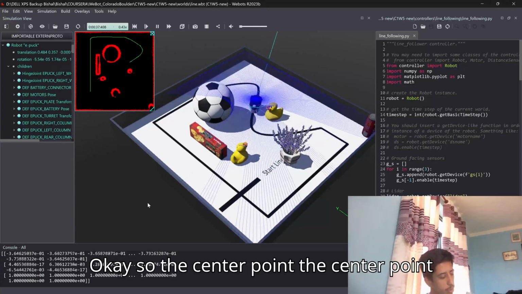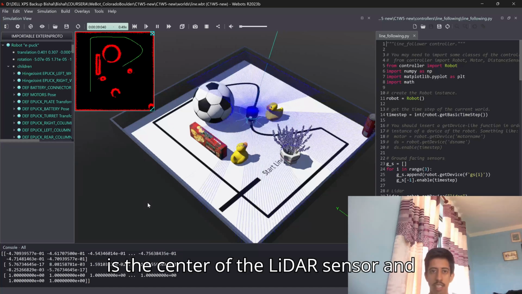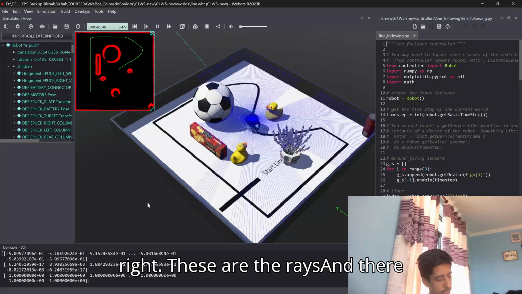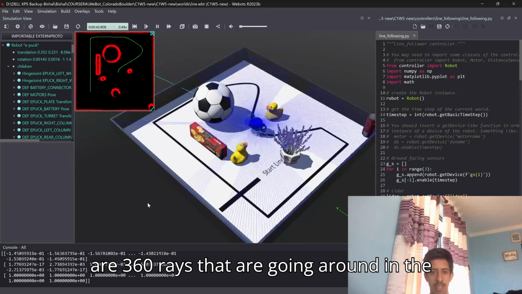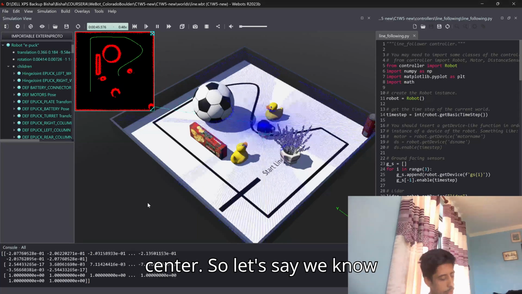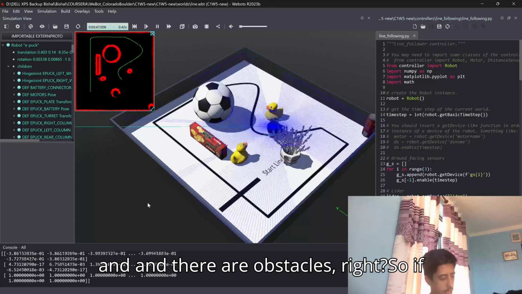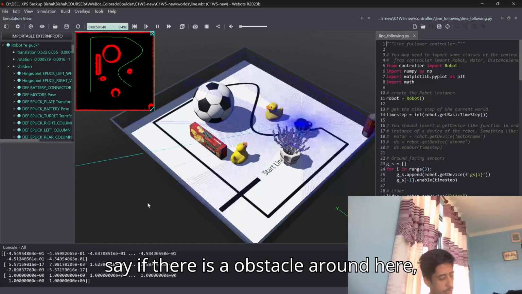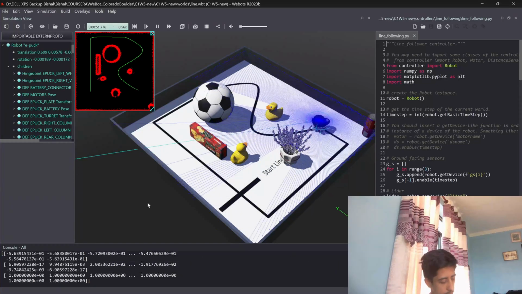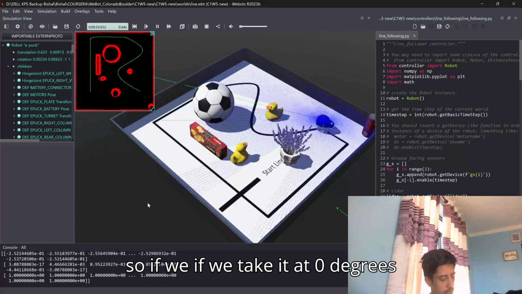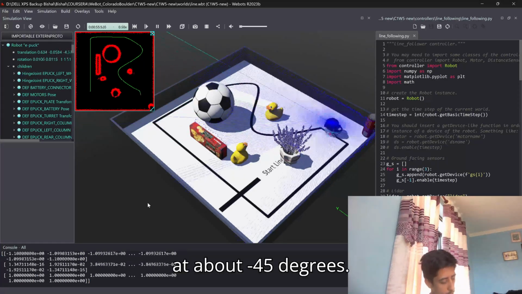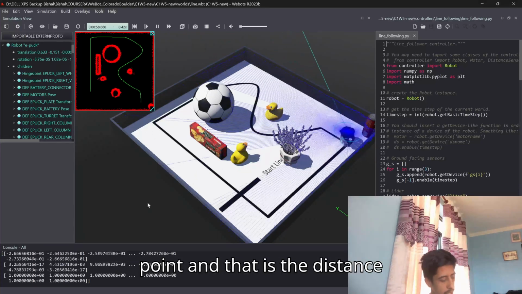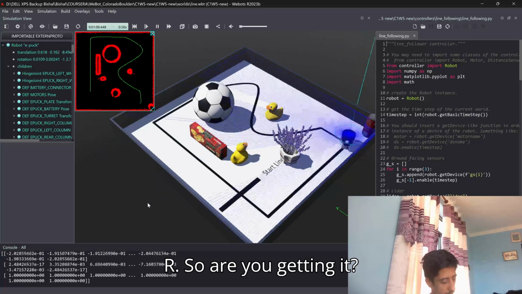Okay, so the center point is the center of the LiDAR sensor, and these are the rays coming out, right? There are 360 rays going around the sensor. So let's say there are obstacles. If there is no obstacle, the ray goes as far as it can. But if there is an obstacle around here, at about negative 45 degrees, what you get is a point, and that is the distance r.